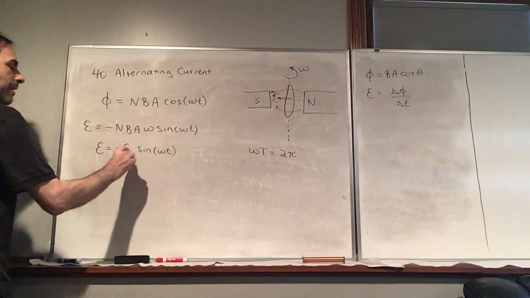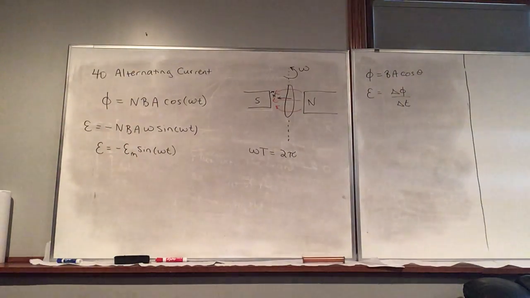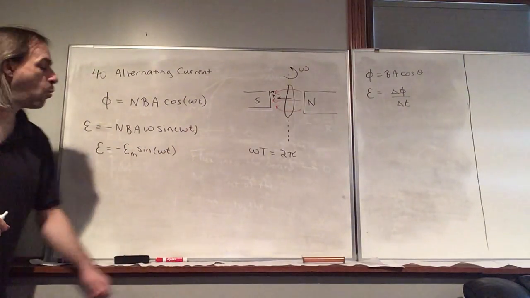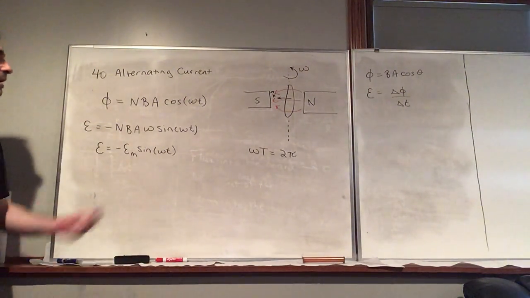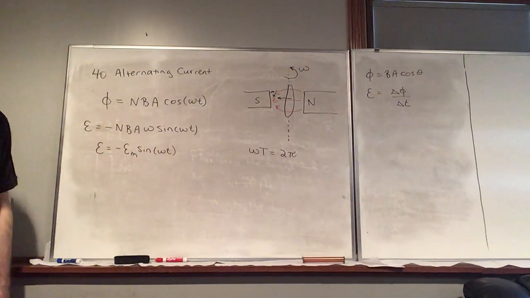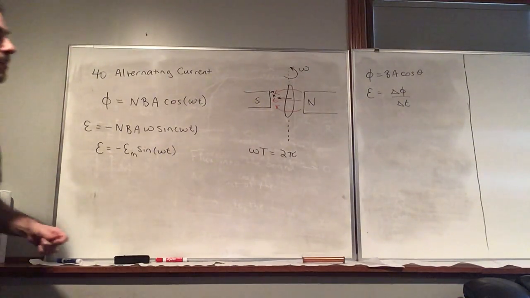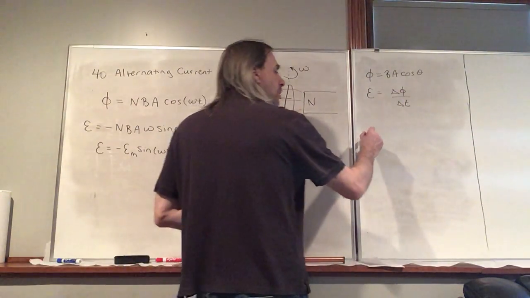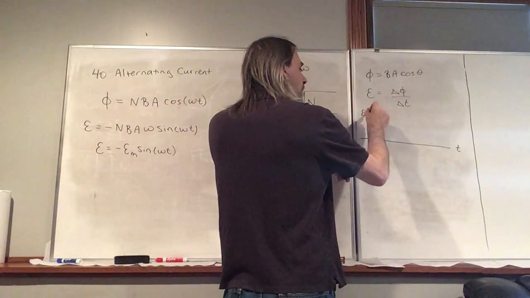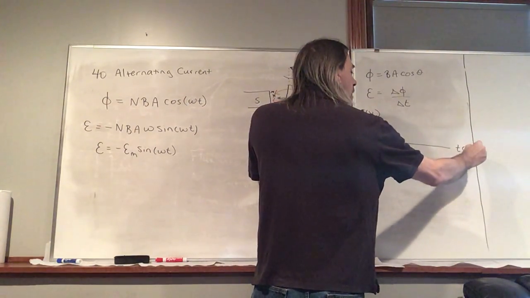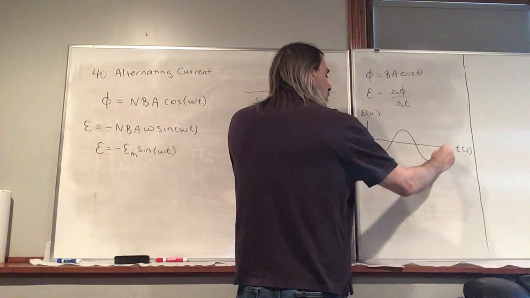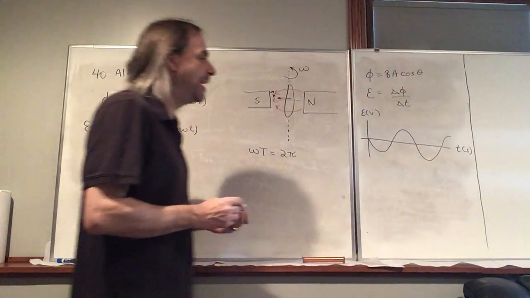Here, I'm going to call this epsilon m for maximum value, because a sine function has a maximum value of 1. It's never going to be more than that. So when sine is 1, or negative 1 in this case, the EMF will be at a maximum. And we can plot this EMF as a function of time. So we have the EMF in volts, time in seconds, and it's described by a sine function.